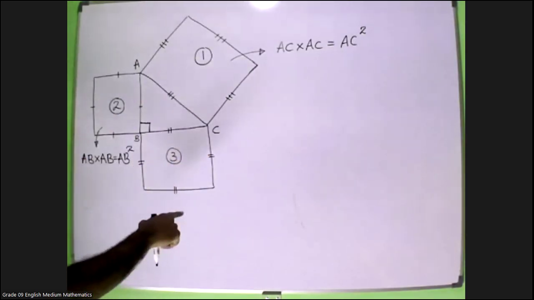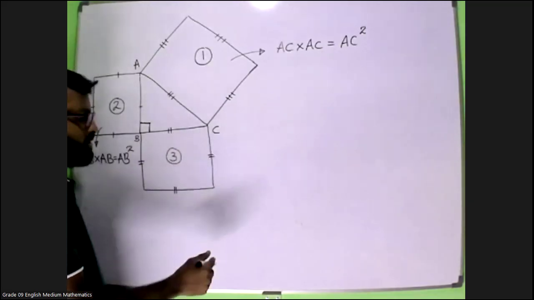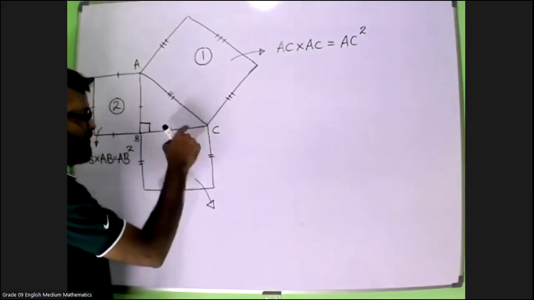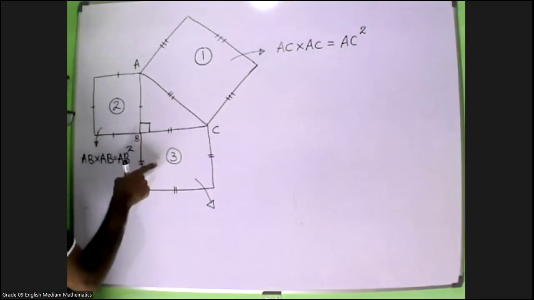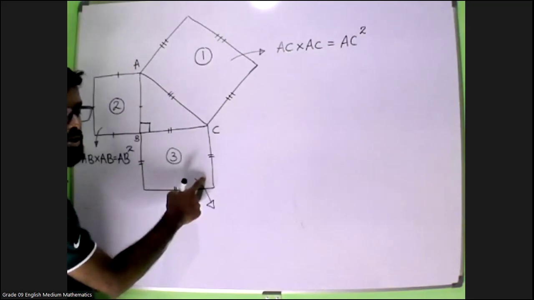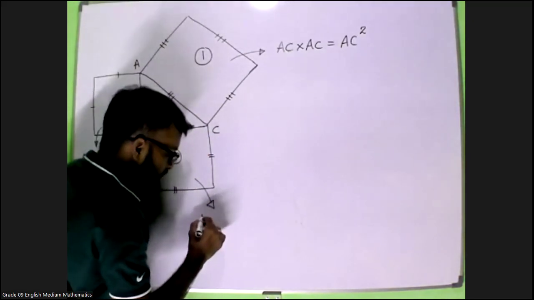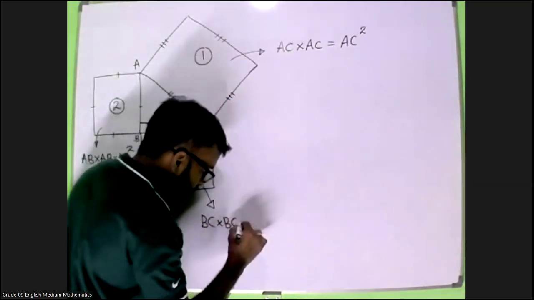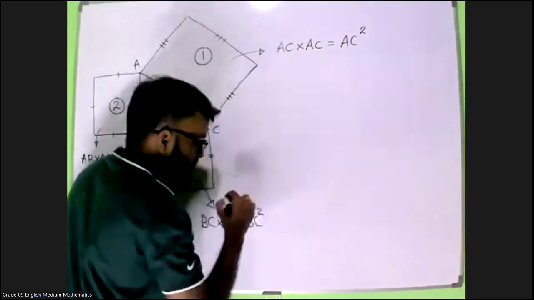By using the same way, you can write down the area of square number 3 as well, by using BC. So this length is BC, and this side is also BC, and this side also BC. Same length. So how do we express the area? BC times BC. That means BC square, right?